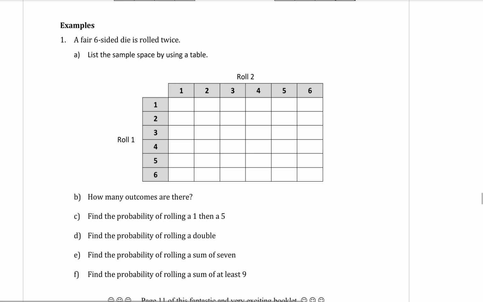Example number 1, that's frozen. Oh, don't do that.